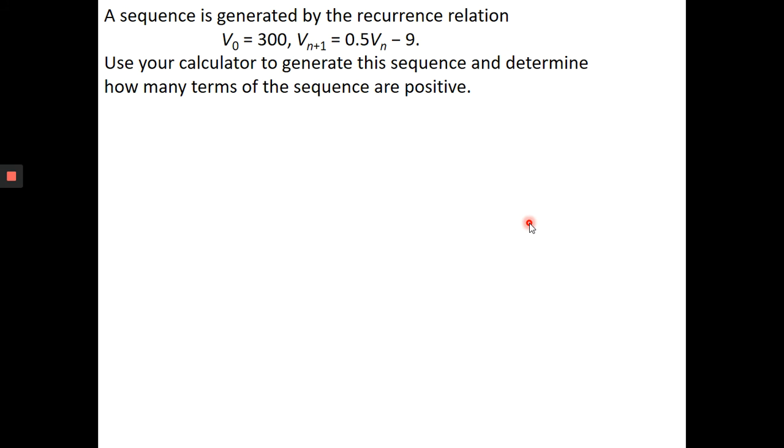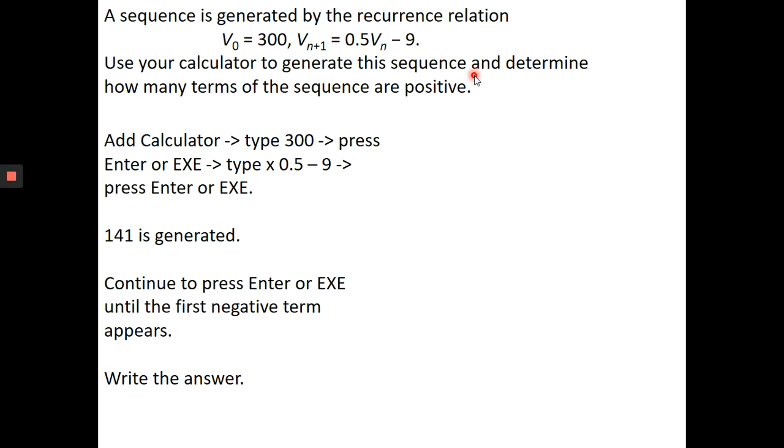A sequence is generated by the recurrence relation V0 equals 300, Vn plus 1 equals 0.5 Vn, take away 9. What this means is our starting value is 300, and then each time we half it, take away 9. Use your calculator to generate these sequences and determine how many terms of the sequence are positive. Because we're halving it and taking away 9 each time, it's going to get smaller, so eventually it's going to become negative.